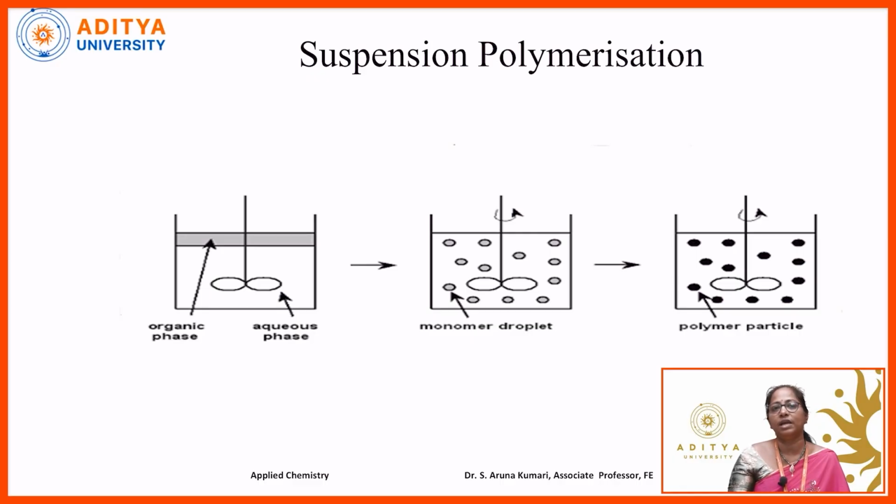Here we have a clear picture showing the suspension polymerization, where we have the reaction vessel in which we take the organic phase, that is the monomer, which is being dispersed in aqueous phase, that is water. And we have a mechanical agitator. Here we can see that the monomer is being dispersed as small droplets, and this polymerization will continue by adding the stabilizer and the initiator, and finally we can see that the polymer particles are formed.